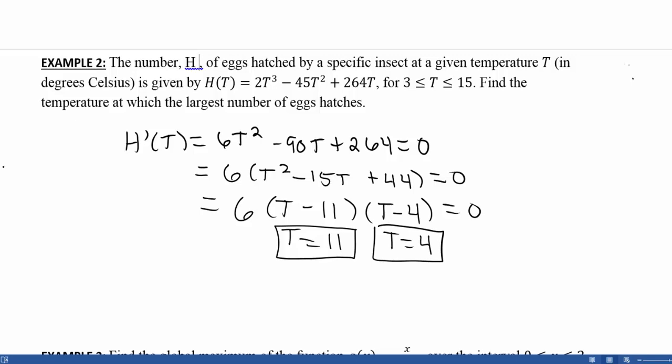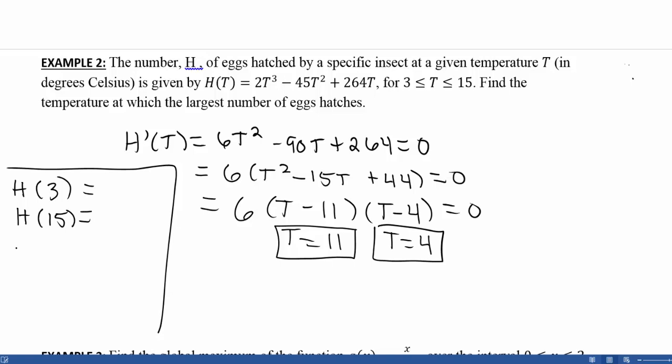So now again, I want to plug my endpoints and my critical points back into the original function. So my endpoints, I had 3 and I had 15. And then I'm also going to test 11 and 4. So I'm going to plug each of these numbers back into my original function to see what the corresponding y value is, or the number of eggs hatched.